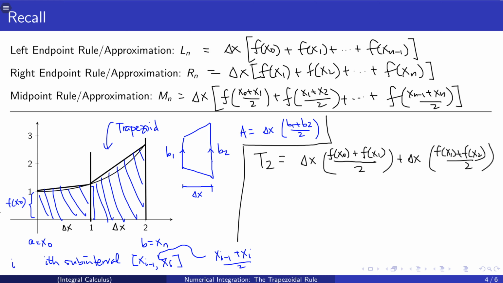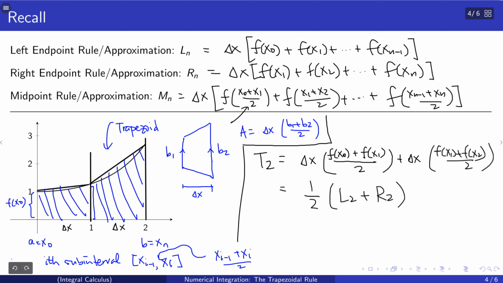And so it looks very similar to the midpoint rule. But for the midpoint rule, you're taking the average before you evaluate the function, whereas for the trapezoidal rule, you evaluate the function at the endpoints and then take the average. And this is actually quite interesting because you can rewrite this, and you can check this for yourself, and you'll see that this is actually the average of L2 plus R2.